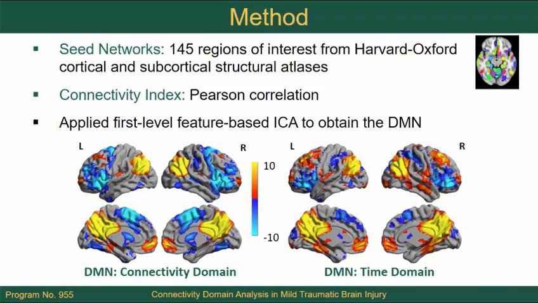So what we did in this work, for our seed networks, we chose 145 regions of interest from the Harvard-Oxford cortical and subcortical structural atlases. The connectivity index we used is Pearson's correlation, so those two things allow us to construct this matrix that we perform ICA on and extract the default mode network, which we did. And you can see here a comparison of the extracted default mode network from the connectivity domain compared to the time domain. You can see they're pretty similar.